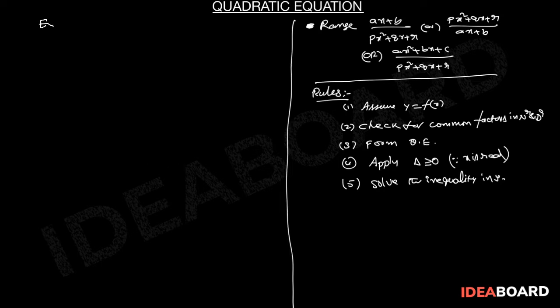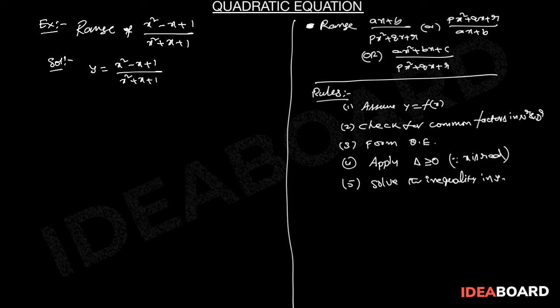Another example is the range of x square minus x plus 1 by x square plus x plus 1. Solution. Let y equal to x square minus x plus 1 by x square plus x plus 1. That implies (y minus 1) into x square plus x into (y plus 1) plus (y minus 1) equal to 0. Here since x belongs to R, so delta greater than or equal to 0.